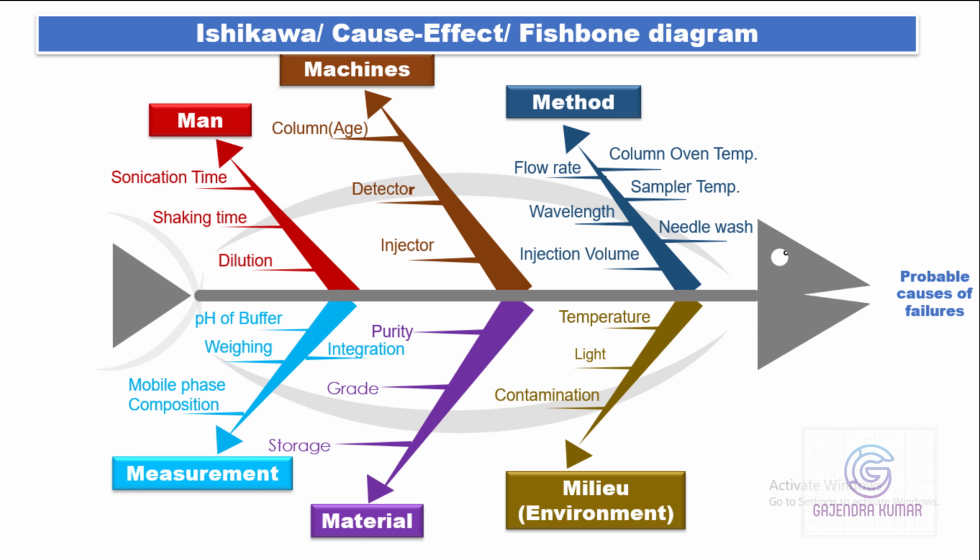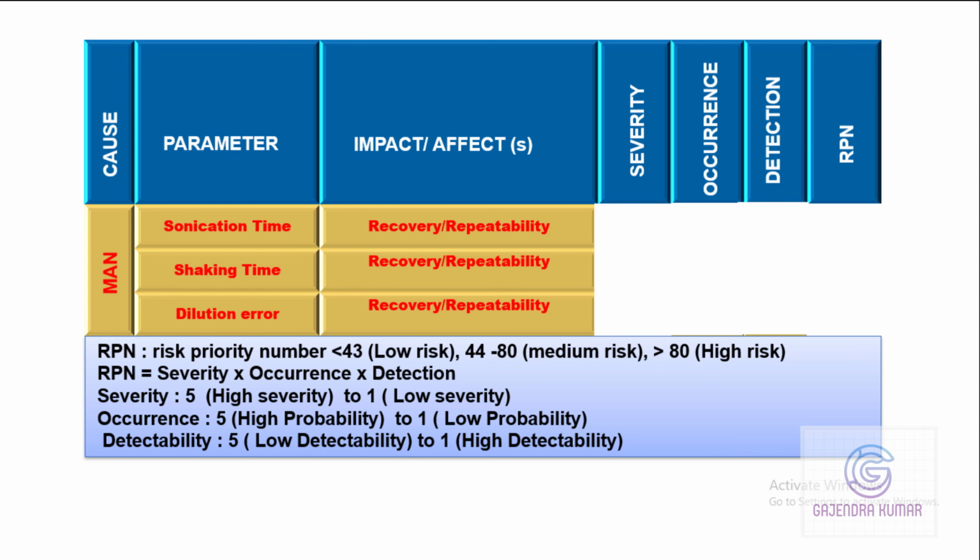So let's analyze each one of these parameters by applying the FMEA approach. So let's analyze the parameters related to the man. So man, what can go wrong? Sonication time, shaking time, dilution error can go wrong. So what will be impacted? The recovery and repeatability of the method will be impacted due to these errors.